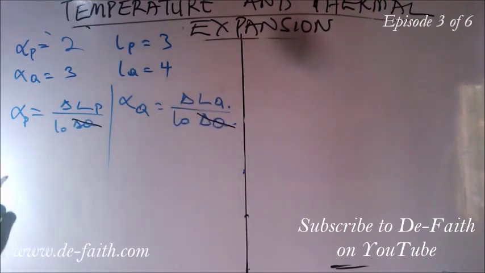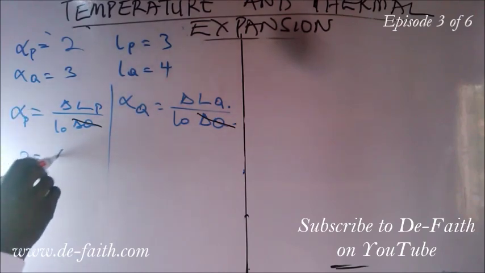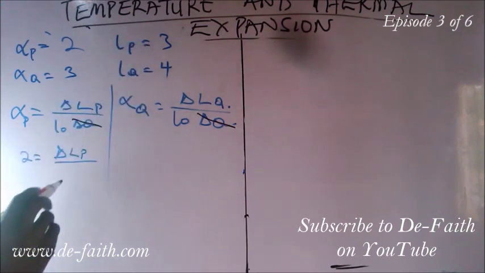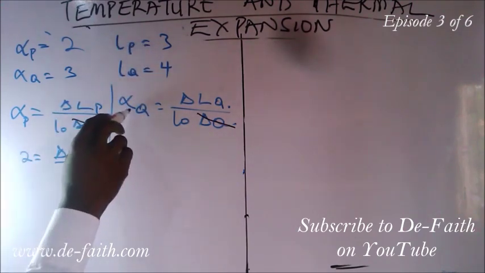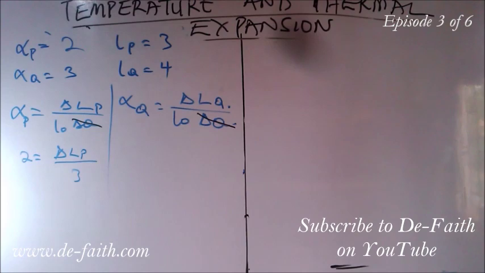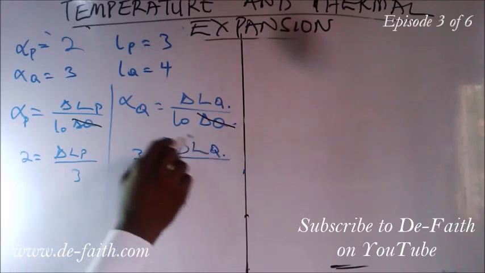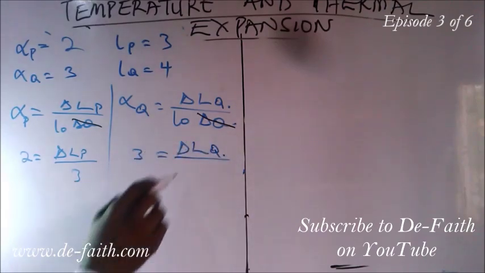Now let us put in our values. The linear expansivity of P is 2, the change in length of P is unknown, and the original length of P is 3. And then we have the linear expansivity of Q is 3, the change in length of Q is unknown, and then the original length of Q is 4.